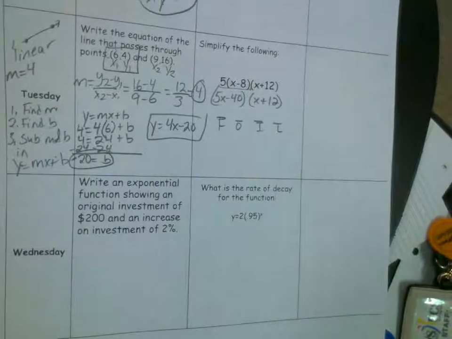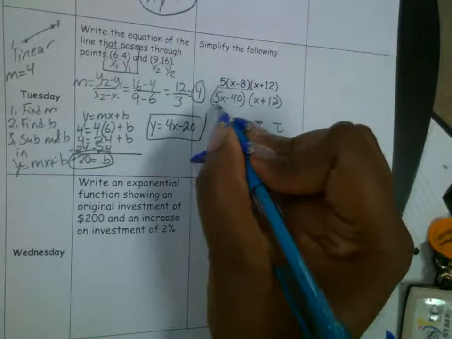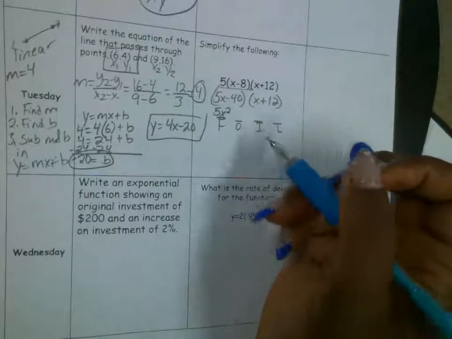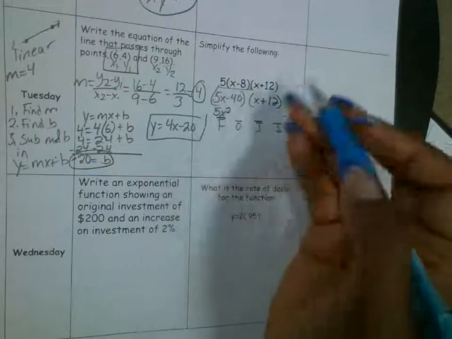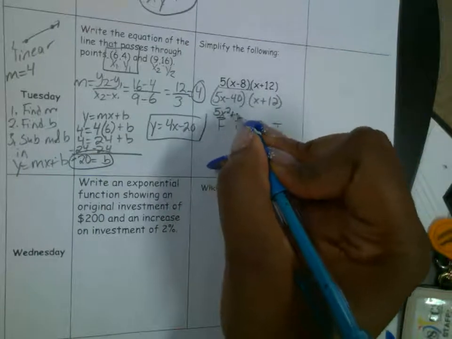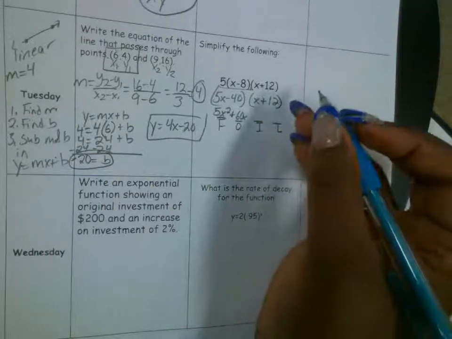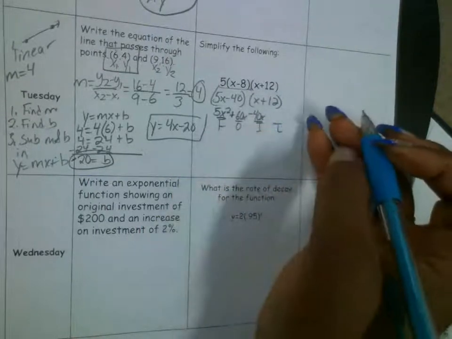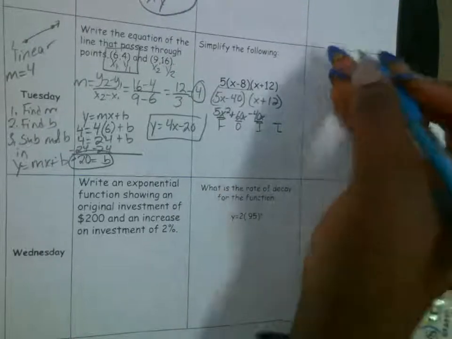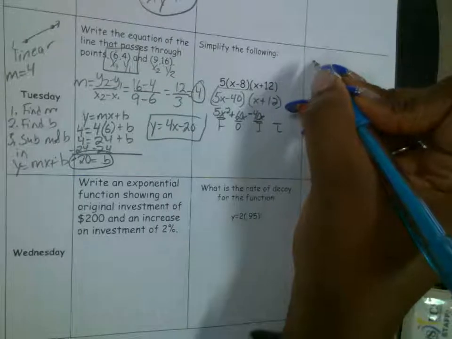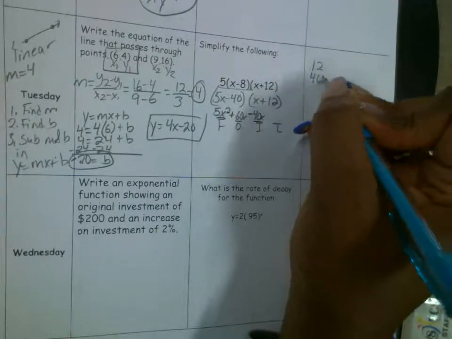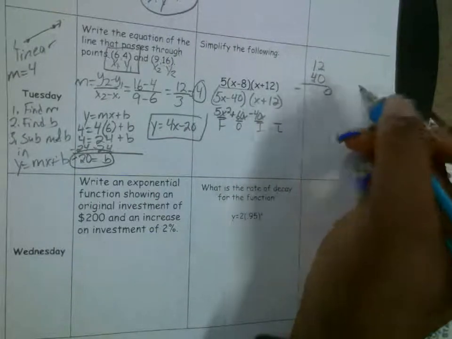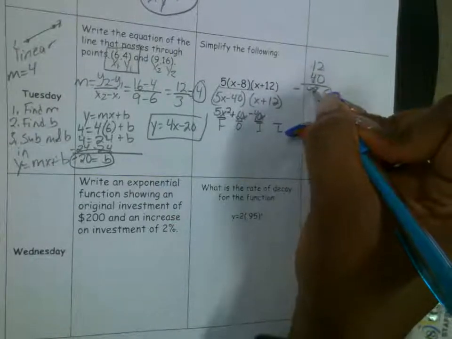All right, what's first? 5x times x, what does that give you? 5x squared. Outer, what's outer? 5x times 12. What's 5x times 12? 60x. Inner, what's inner? Negative 40 times x, which is? Negative 40x. Very good. And then what's last? Negative 40 times 12. What is that? Negative 40, put a 0 here, right? 4 times 2 is what? 8. And then 4 times 1 is what? 480. Negative 480.